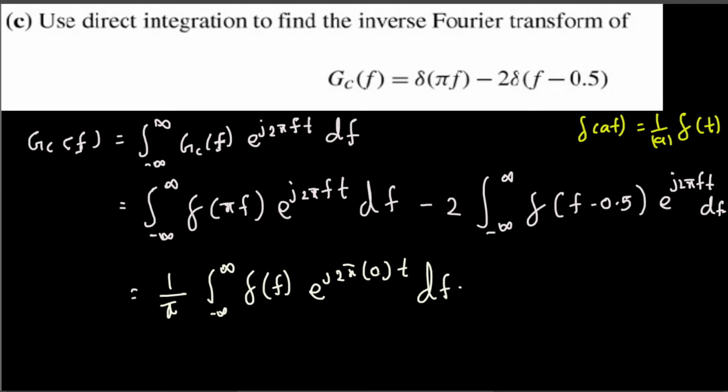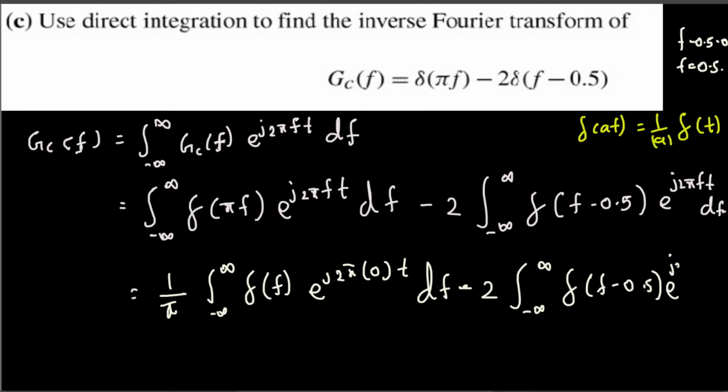To show that, you can take one more step, replacing f with 0. And here, minus 2 times the integral from negative infinity to infinity, the impulse function is happening at 0.5, because if you set f minus 0.5 equal to 0, then f is equal to 0.5. So this impulse is happening when the frequency is positive 0.5, and instead of the frequency here, you can replace it with 0.5: e^(j2π(0.5)t) df.